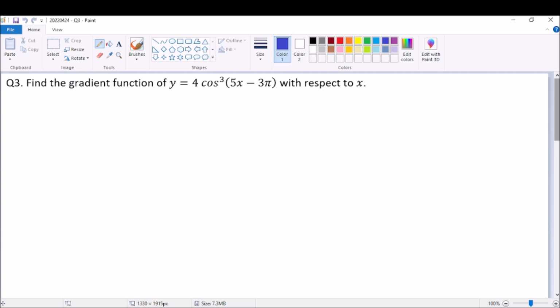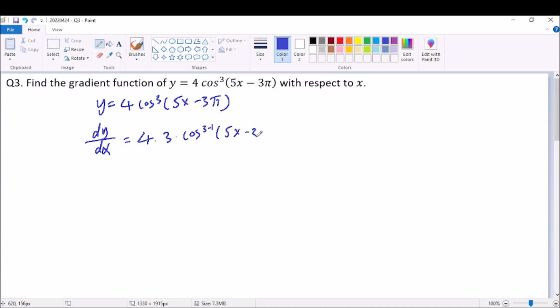Question 3. Find the gradient function of y. To find the gradient function is to find the derivative. So we differentiate this expression directly. We have y equals 4 cosine cubed of (5x minus 3 pi). So we differentiate: dy/dx equals 4 times 3 cosine to the power 3 minus 1 of (5x minus 3 pi).